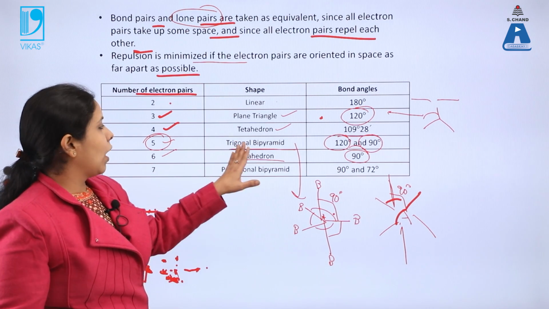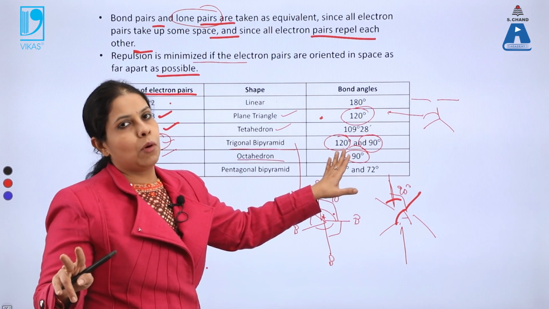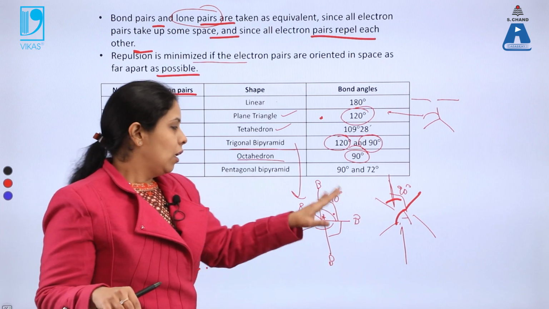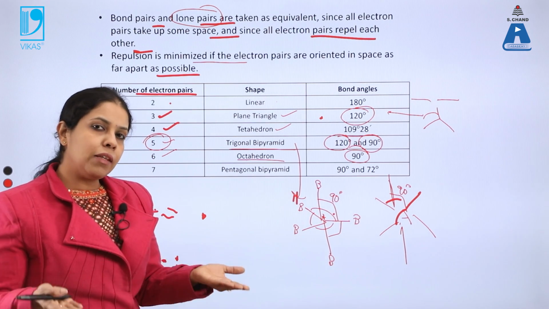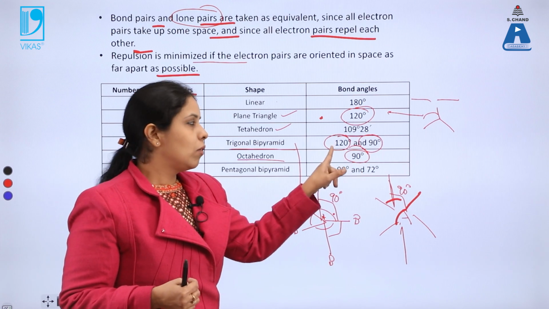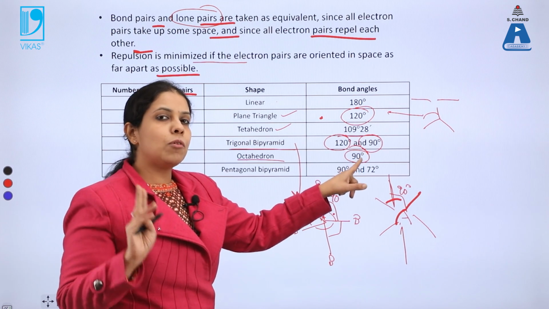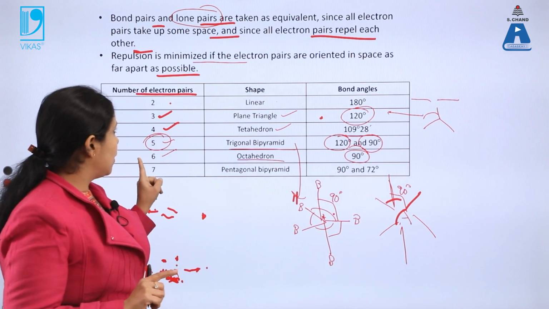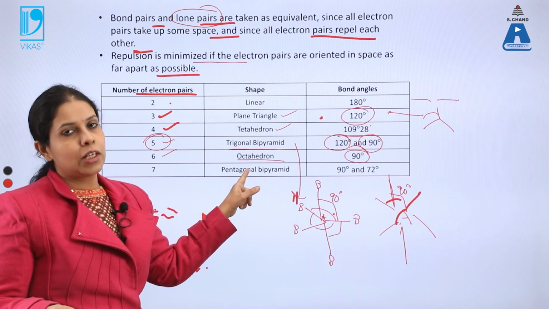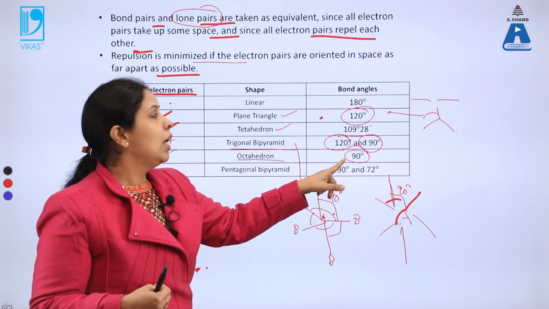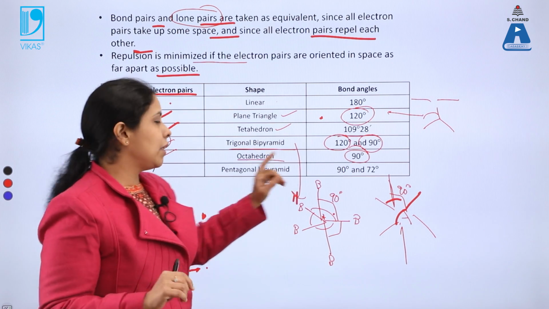Like for example, in trigonal bipyramidal, there were 2 bond angles, 120 and 90 degree, depending on which atom is going on which plane, whether it is going out of the plane or in the plane. That means 2 bond angles were there. But when the number of electron pairs is 6, the most common shape which a molecule can have is octahedron, and in that case the bond angle is 90 degree.